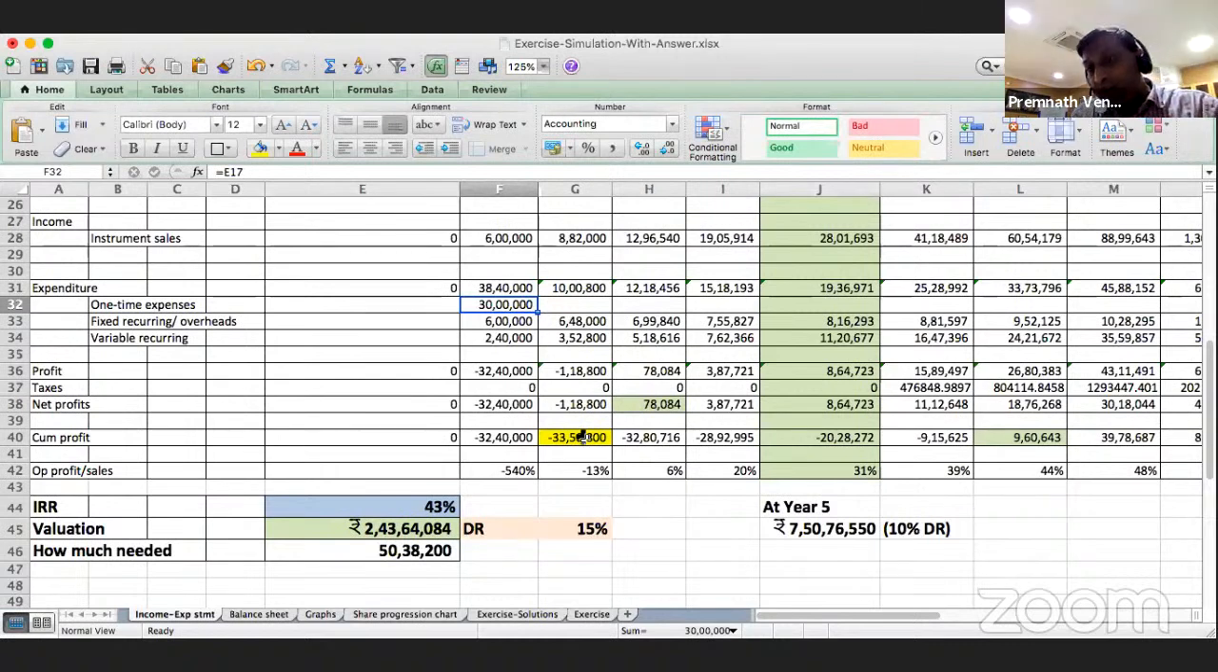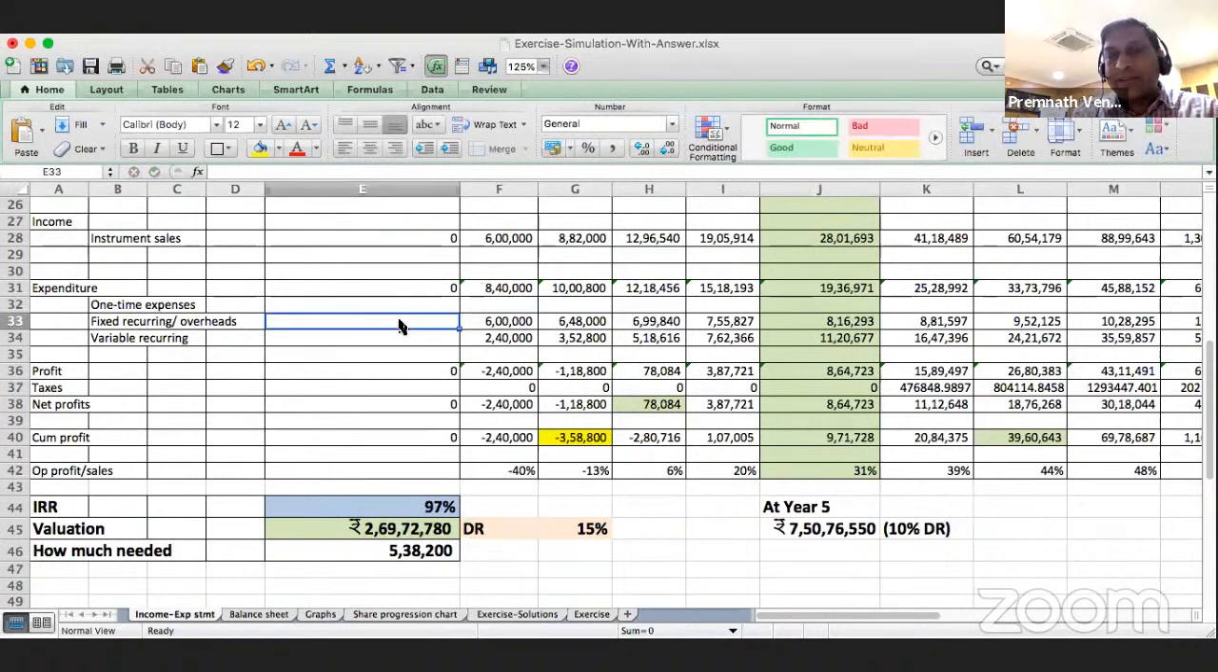Now, if he got a government grant, the grant might pay for these expenses. Let's say it pays for the first year expense, and the numbers will change. By chance, let's say he can get a grant for the 30 lakhs. You can do it on your sheet, by the way. I remove the 30 lakhs, and you can see the numbers are shooting up. Valuation has gone up a lot. So you can play around with it and try it out.